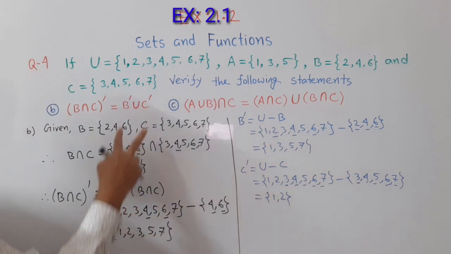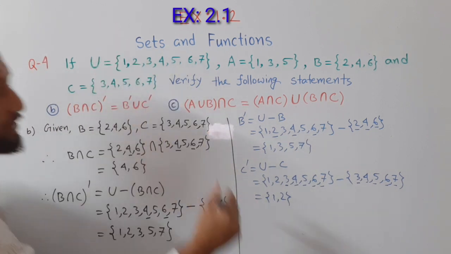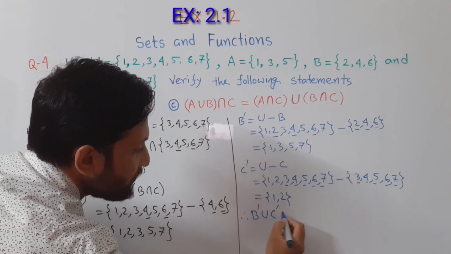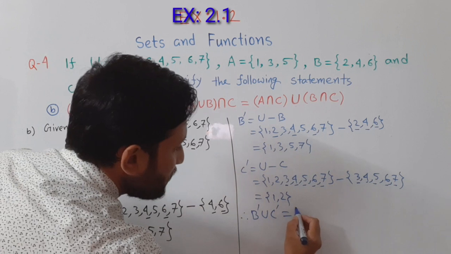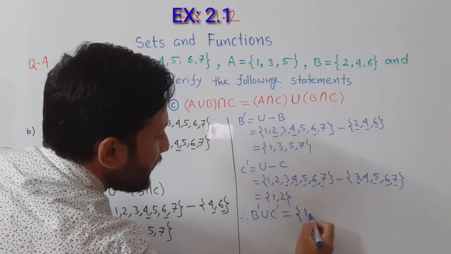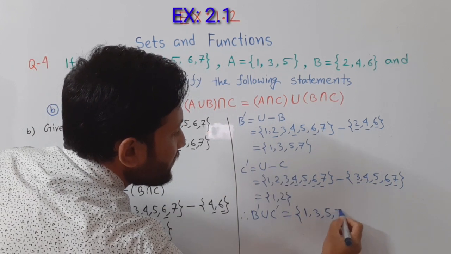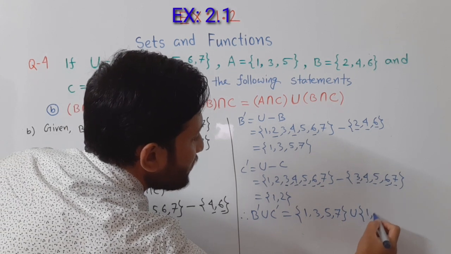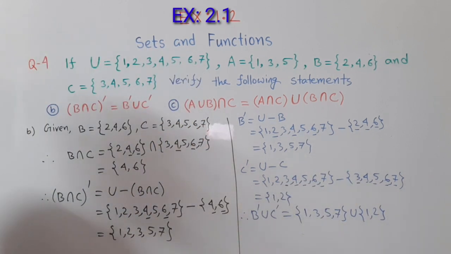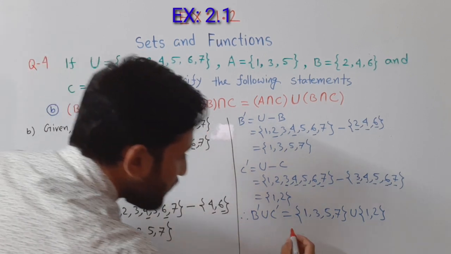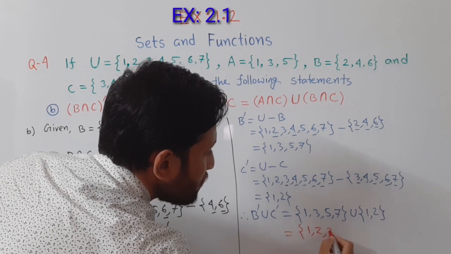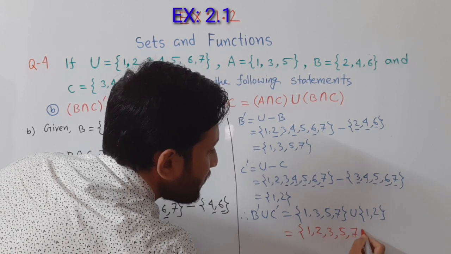Okay, now we have to identify B complementary union of C complementary. So therefore B complementary union of C complementary. Here see that B complementary, that means 1, 3, 5 and 7, and then union of C complementary 1 and 2. So we know union set, that means common and uncommon, all elements. So write down common and uncommon, that means 1, 2, 3, 5 and 7.